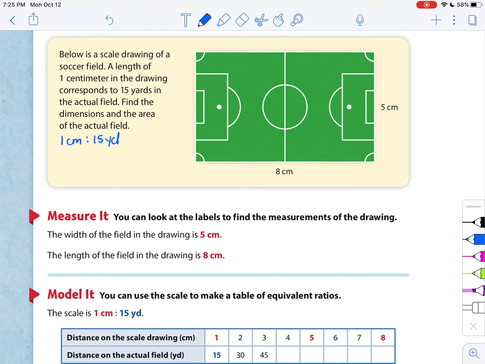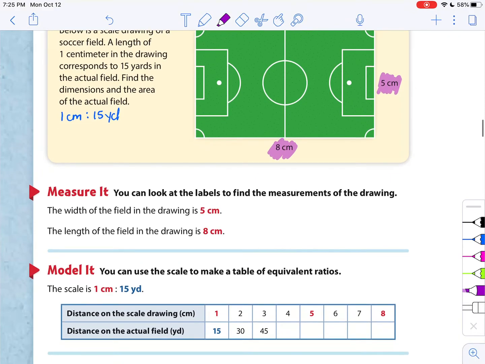The width of the field in the drawing is 5 centimeters. The length of the field in the drawing is 8 centimeters. Remember, the drawing is not the actual size of the field. So let's take a look at how we can model this.